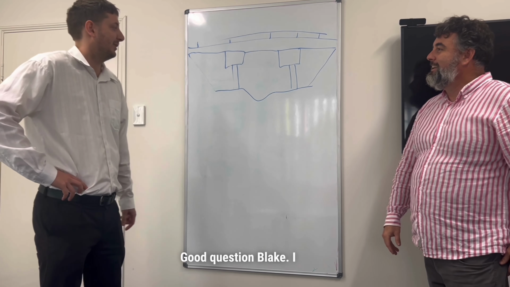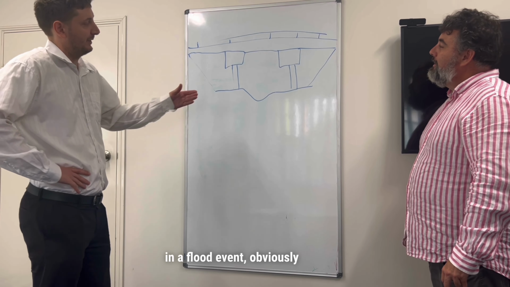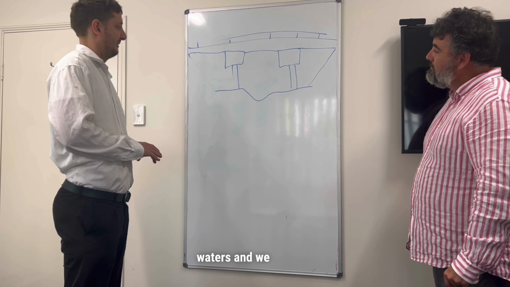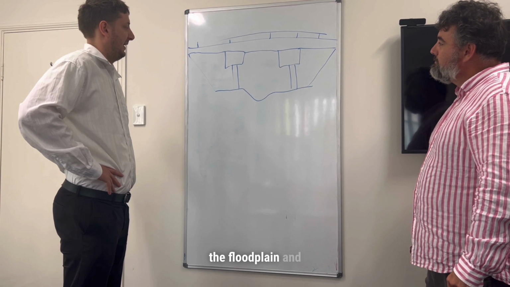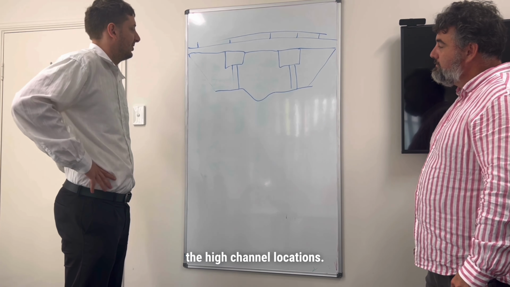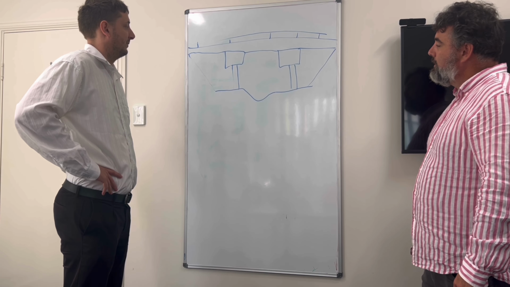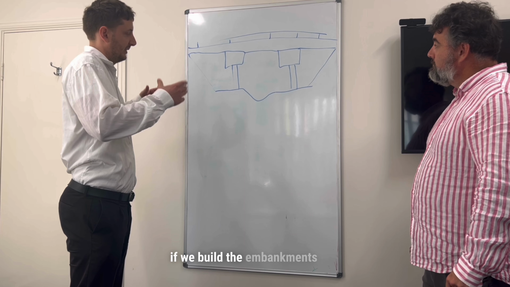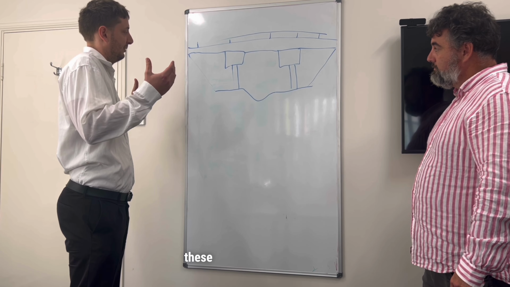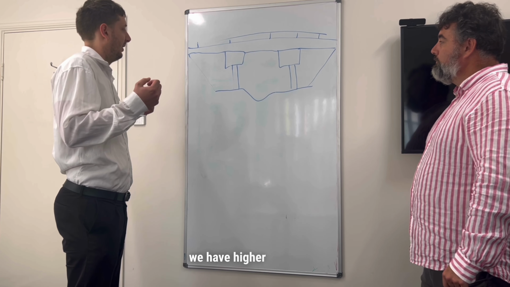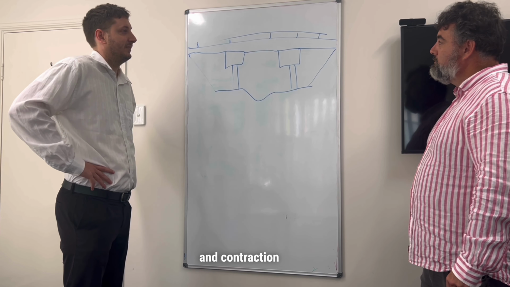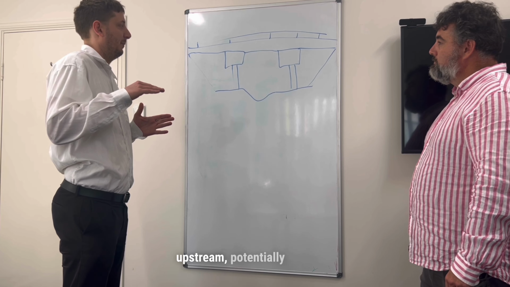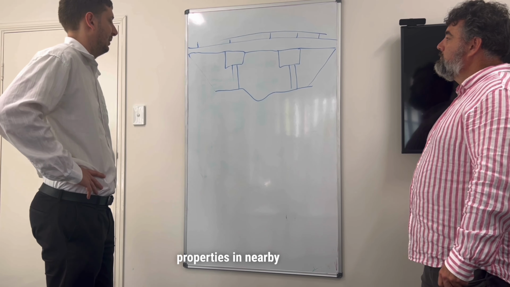Good question, Blake. In a flood event, obviously it's more than the creek that is going to see rising waters, and we activate the floodplain and the high channel locations. If we build the embankments into these low-lying floodplains, we have higher expansion and contraction going through the bridge, which raises the flood levels upstream, potentially affecting properties in nearby locations.